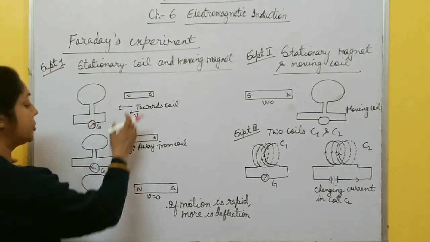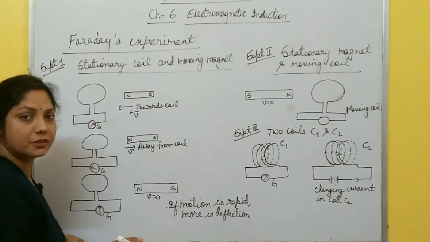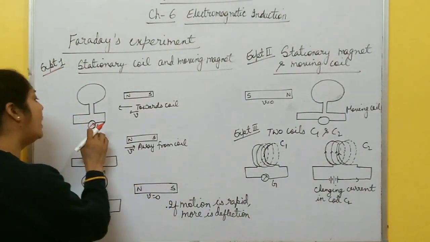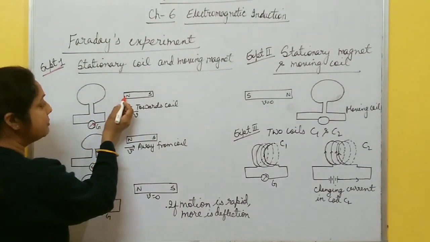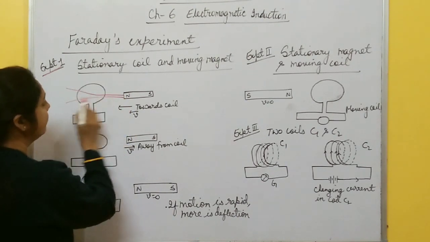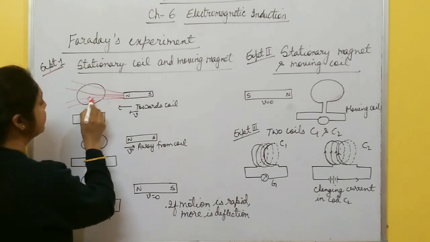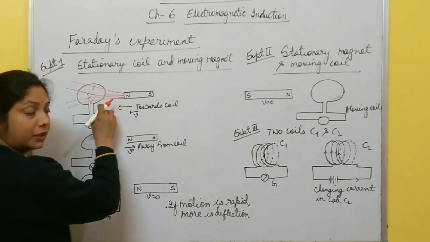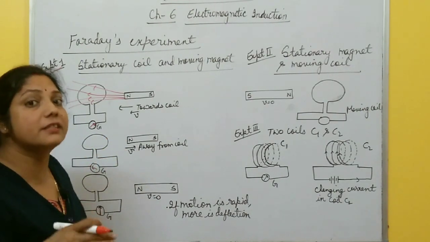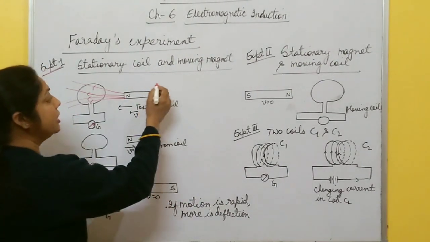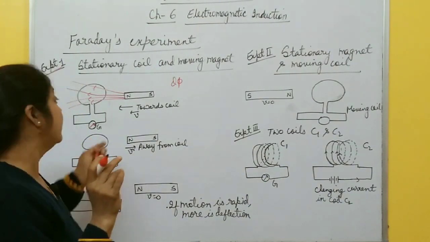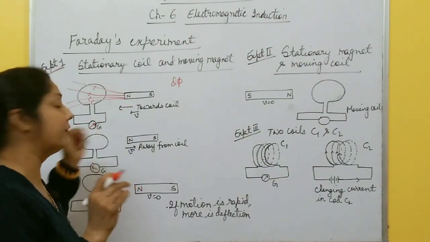Why? And also if the motion is rapid, then the deflection is more. More deflection means current is flowing in that circuit. Why does it show deflection? When the magnet is moving towards the coil, magnetic field lines pass through this coil. Now, consider the number of field lines passing through this coil. When it moves closer to the coil, more field lines pass through the coil. It means the number of field lines changes, it increases. There is a change in the number of field lines. It means magnetic flux is changing, and hence if magnetic flux is changing, this galvanometer shows deflection.